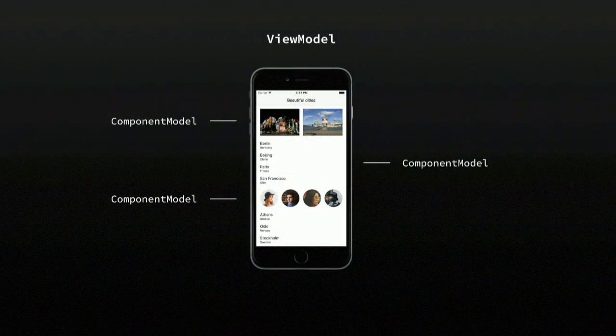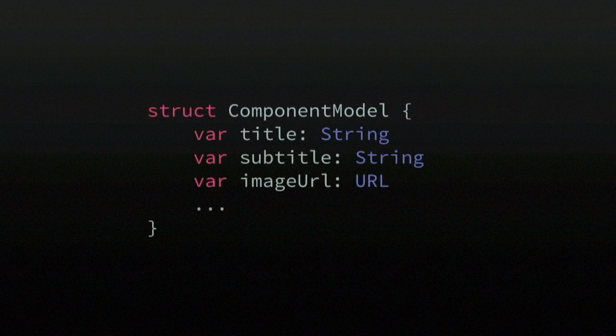Then we're going to use a view model to encapsulate all these component models. So we're using a familiar pattern here, some sort of MVVM, to make sure that we can communicate with our UI. So what does this component model contain? Well, it is pretty much the same model as we had before. It's just a little bit more generalized. Instead of saying name, we say title.